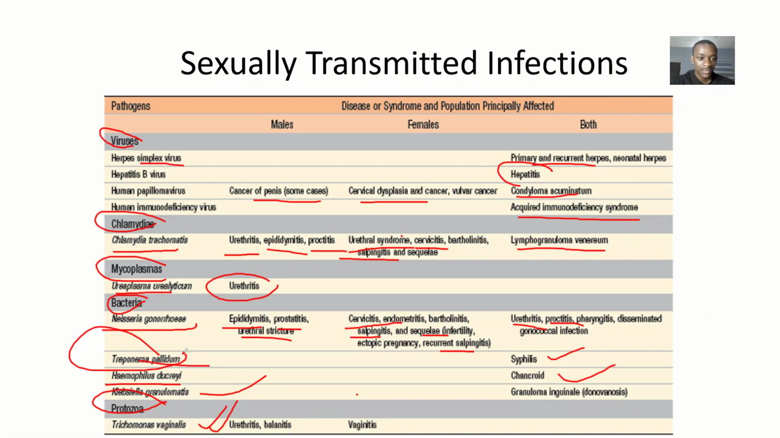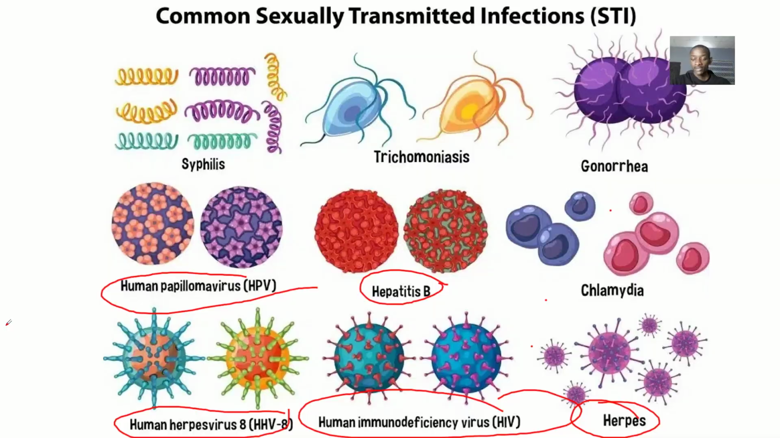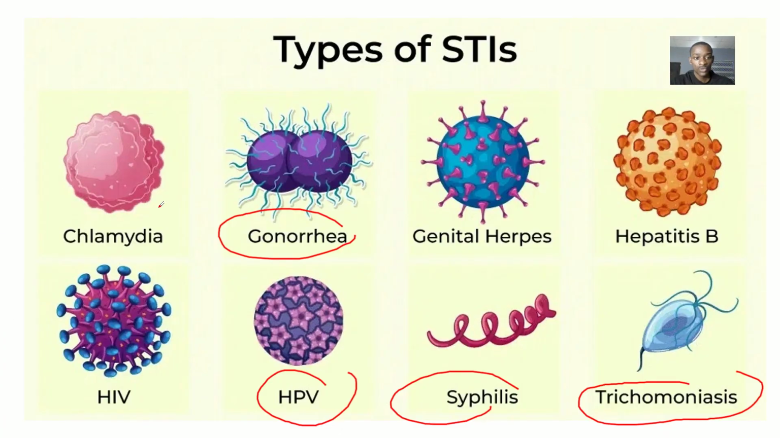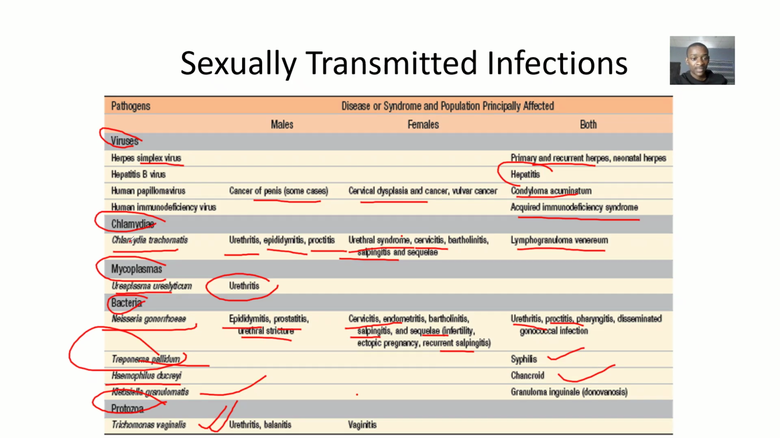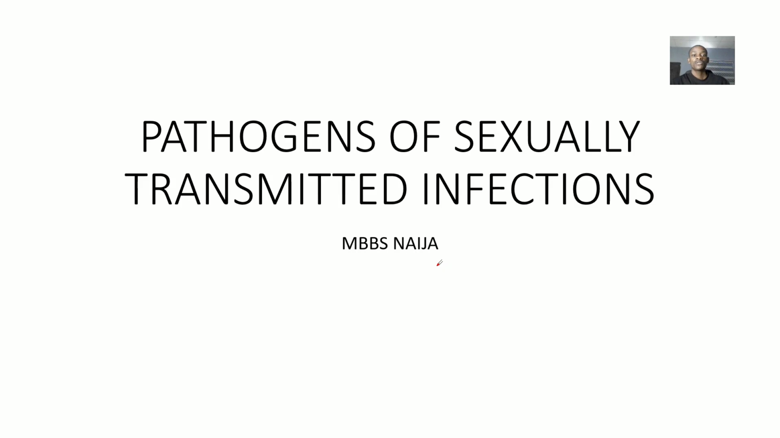Then Chlamydia trachomatis. All right, Chlamydia trachomatis. This is the causative organism for all these conditions under males, females, and both. Okay, so that's it, guys, and that's it about the pathogens of sexually transmitted infections.